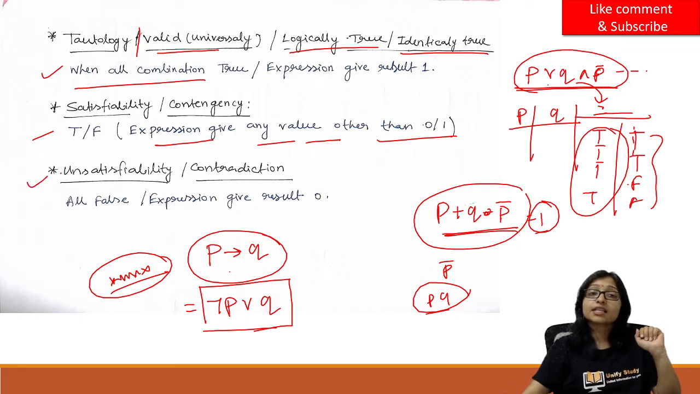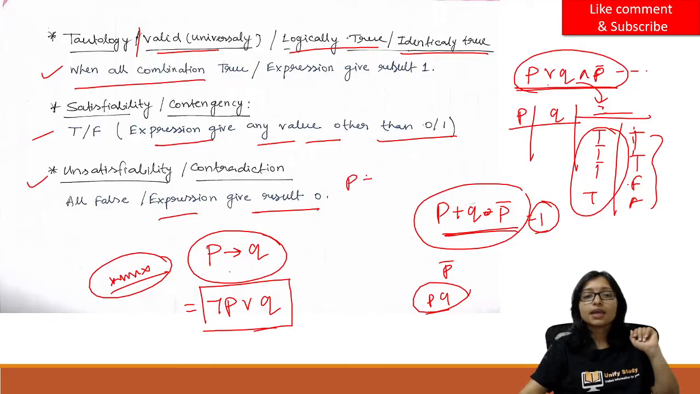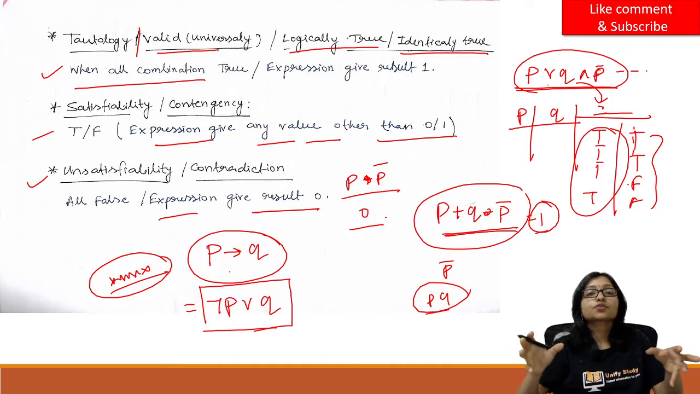What is unsatisfiability then? Unsatisfiability or contradiction means when the expression gives result 0 after solving. How is it? P dot P bar, the expression will give you 0. So when you are getting expression result 0, then that is called contradiction.